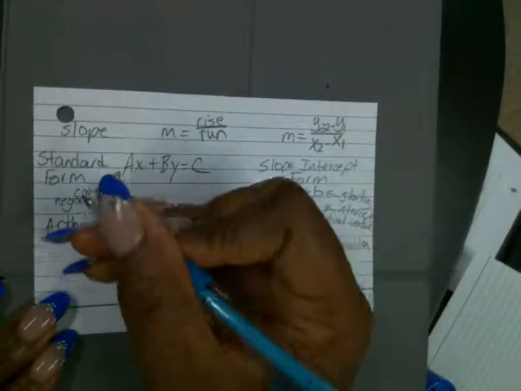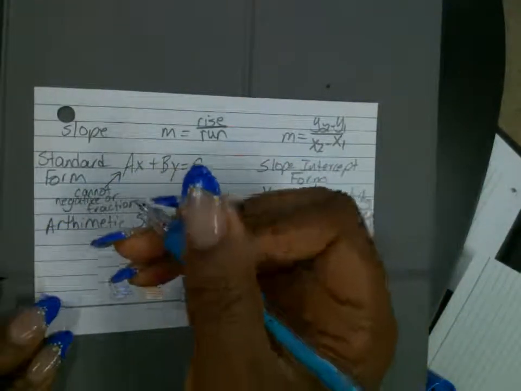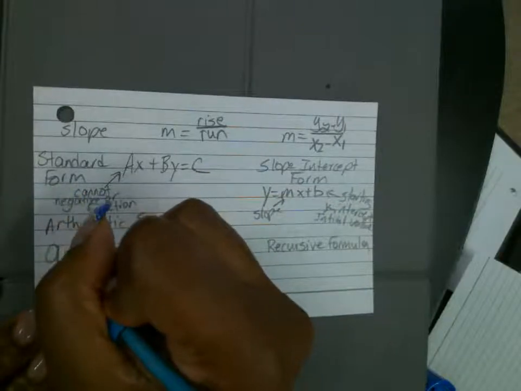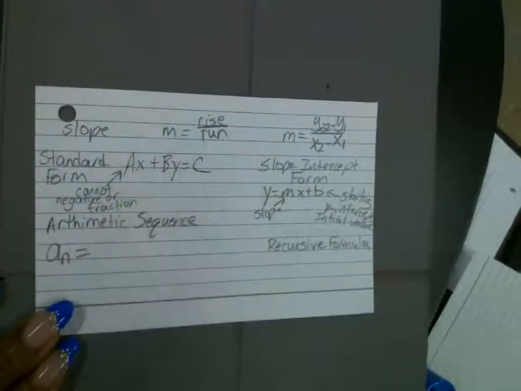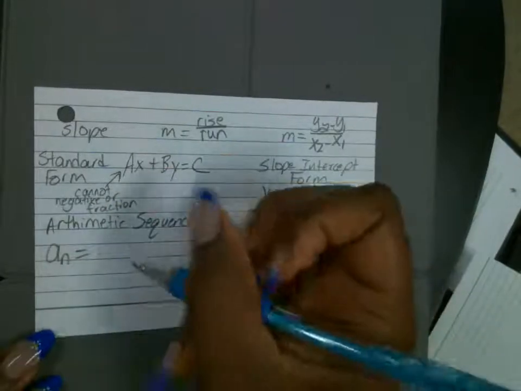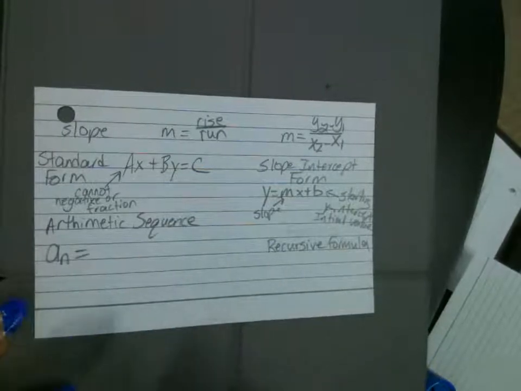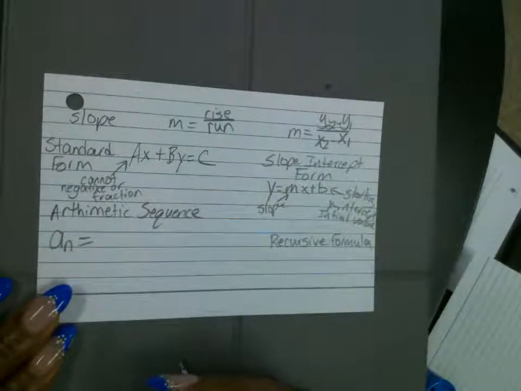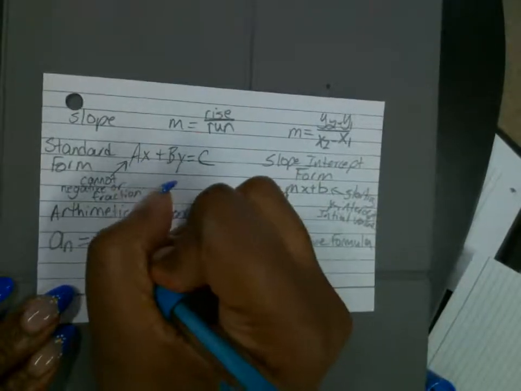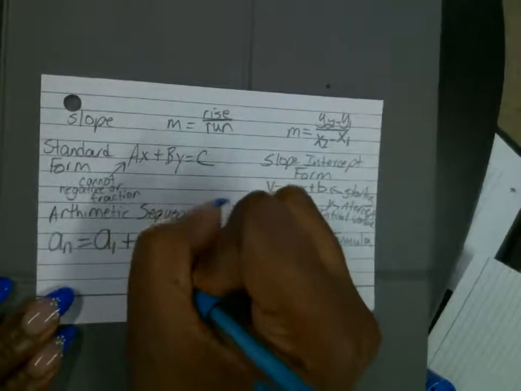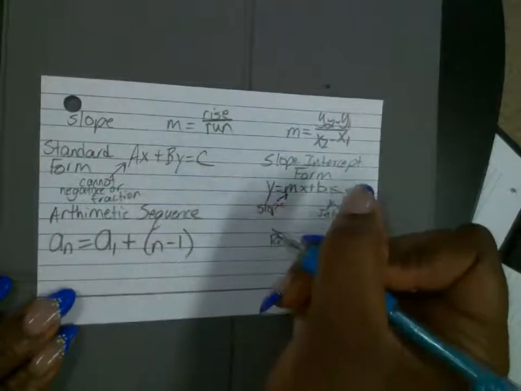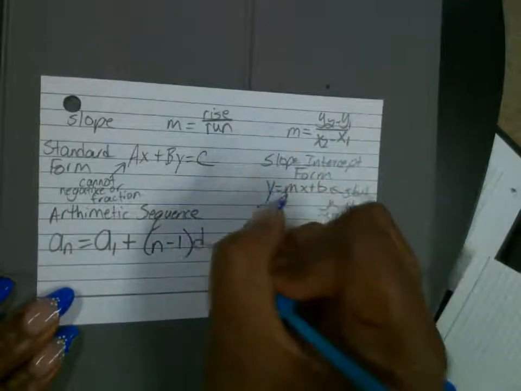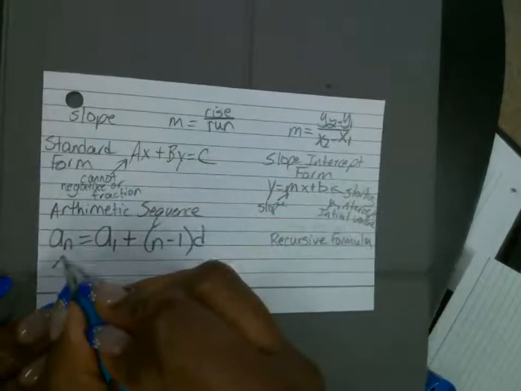Arithmetic sequence. A sub n is equal to what? Stop making airplanes. One day I hope you'll be able to fly one of them. Okay? Poor Ella. A sub 1, in parentheses, n minus 1, times d. Very good.